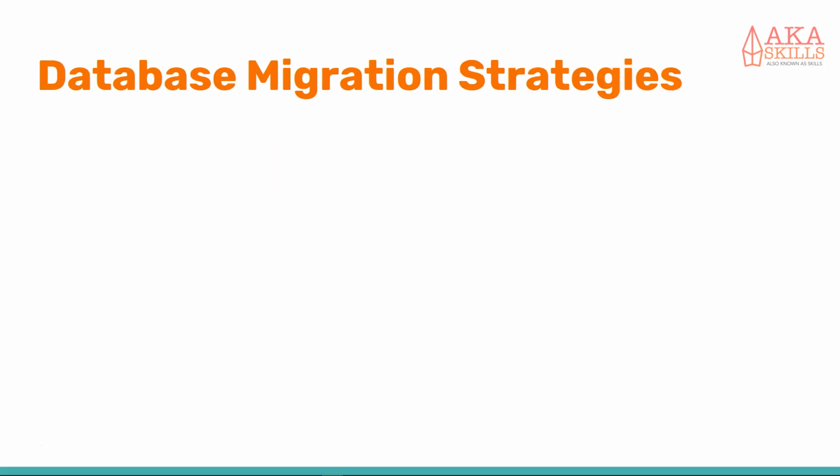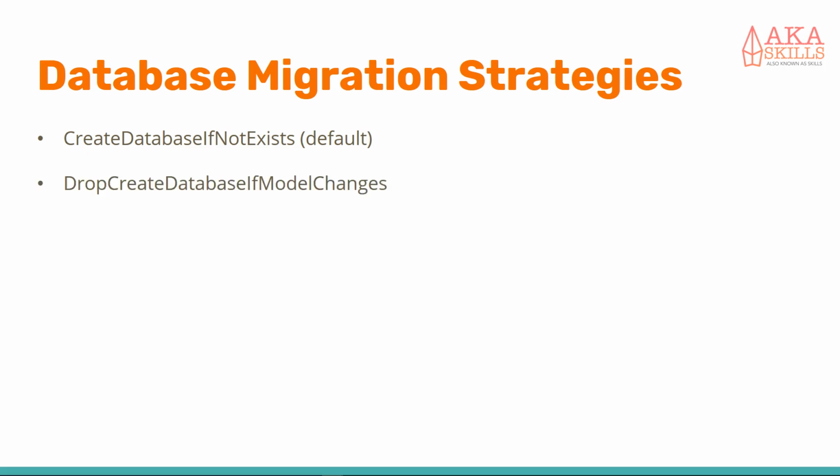So what are the different database migration strategies? We have CreateDatabaseIfNotExists. This is the default one. When it tries to connect, if the database doesn't exist, it will create it. After that, we have DropCreateDatabaseIfModelChanges. Any time that you change your model, for example, your class Person, and add another property or remove something, this will delete the whole database and recreate it. In some cases you might need that, but pay attention that we lose all the data when the model changes. If you drop the database, everything will be lost.